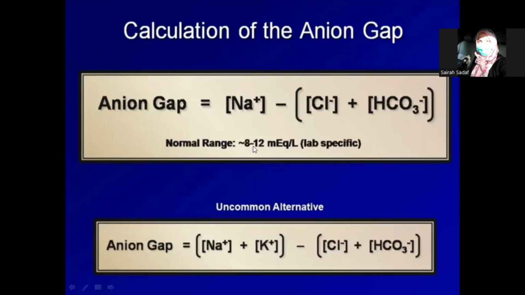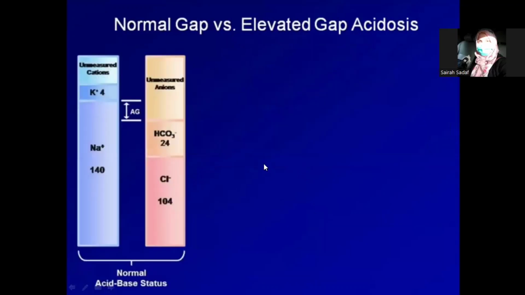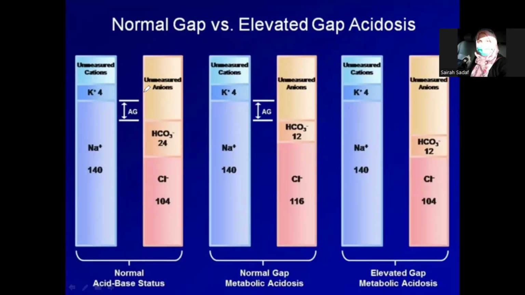Here it is mentioned 8 to 12, but in the latest guidelines, it's 8 to 16. Now, this is a normal status. Anion gap is normal. As you can see, the anion gap is normal here as well. These both are at the same level. This is normal anion gap, and it is a metabolic acidosis with normal anion gap. Now, this metabolic acidosis is with high anion gap. High anion gap means, can you see?